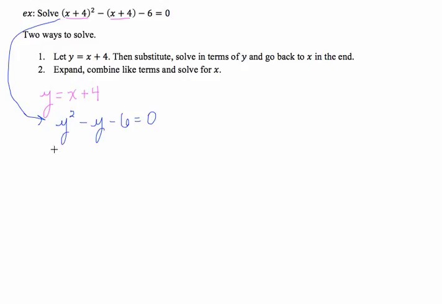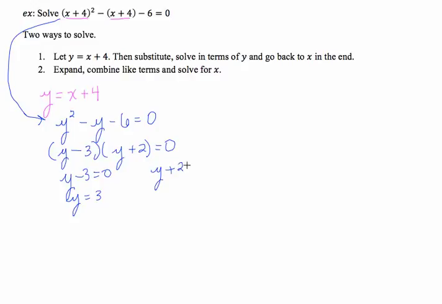So let's see, first off, does this factor? It looks like it may factor into y minus 3 and y plus 2. Yes, that will work. Setting each factor equal to 0 will give us y equals 3 and y equals negative 2. Now what we want is x though, so now we have to come back and solve for x.